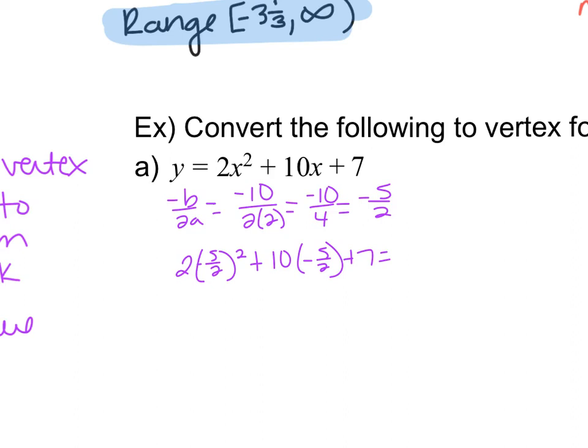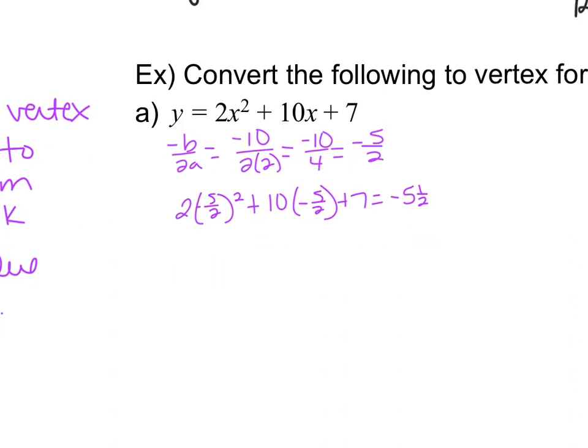Again, type in your calculator, but be careful. You get negative 5 1/2. Or you could say negative 11 halves or 5.5. Whatever you do, just make sure you're either all fractions or all decimals. Okay, so it's time to plug it in vertex form.